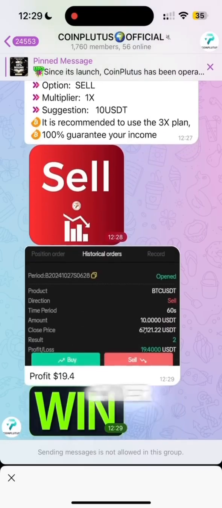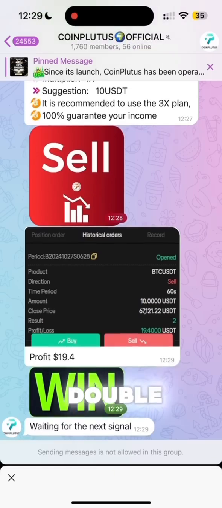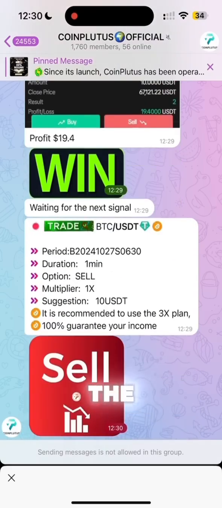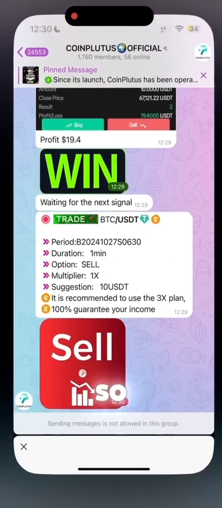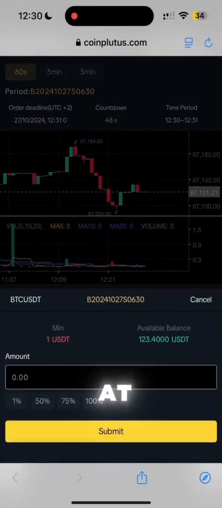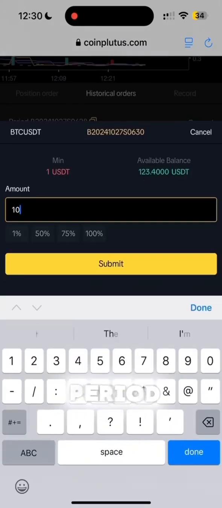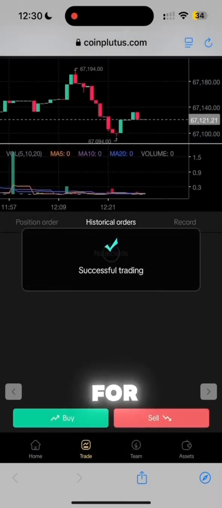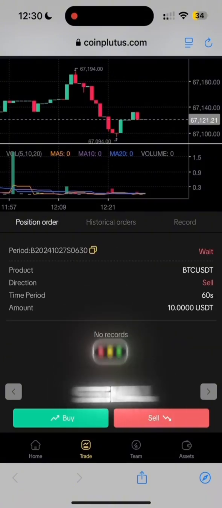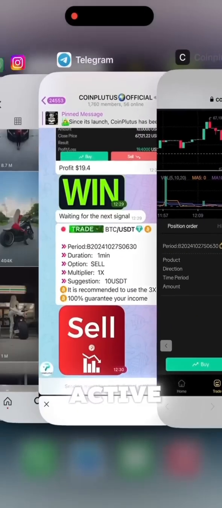If you can see over there, we've made 19.4 profit. We've actually made double what I've told you. Instead of making $10, we've made $19 on top of the original capital that we have. So this is another signal that they have given. It's another sell again. You look at the last 4 digits on the period. So you wait for those digits. When those digits come, that means the signal would be active.